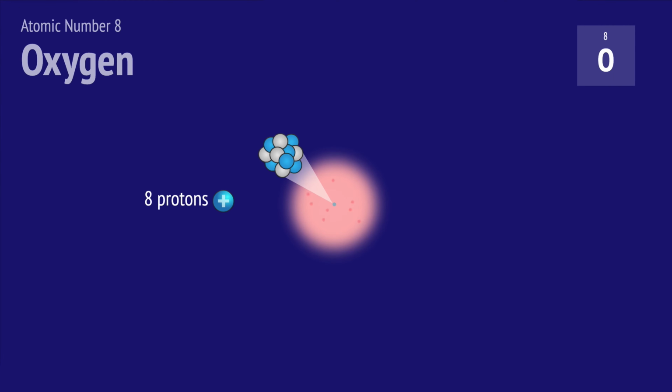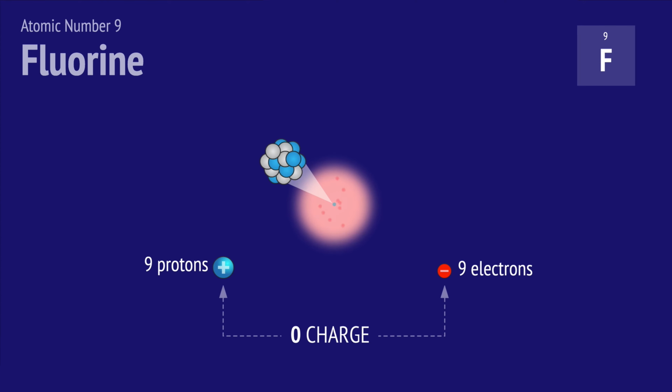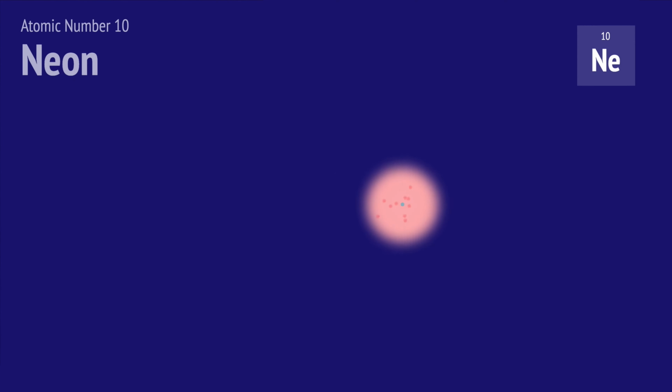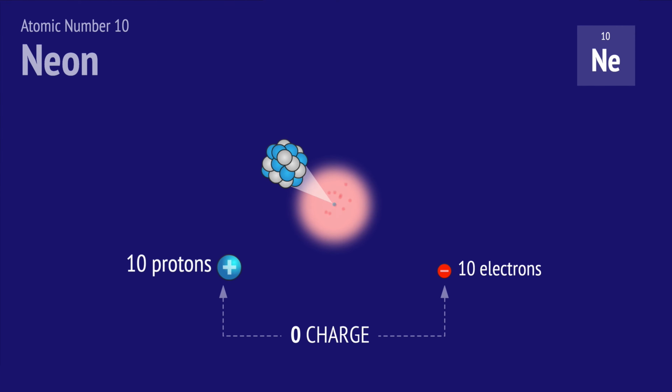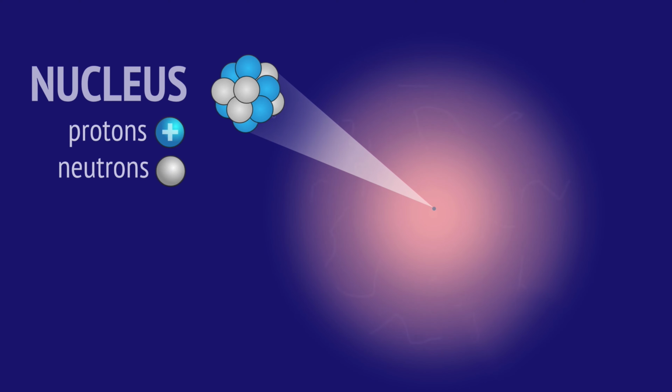The number of electrons in an atom is the same as the number of protons, which balances the positive and negative charges to make the atom electrically neutral. So a fluorine atom with its 9 protons will have 9 electrons, and a neon atom with its 10 protons will have 10 electrons. The neutrons bound together with the protons in the nucleus are electrically neutral, so they don't affect the charge of the atom.